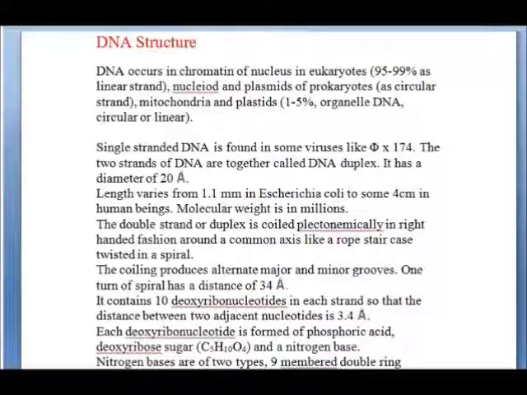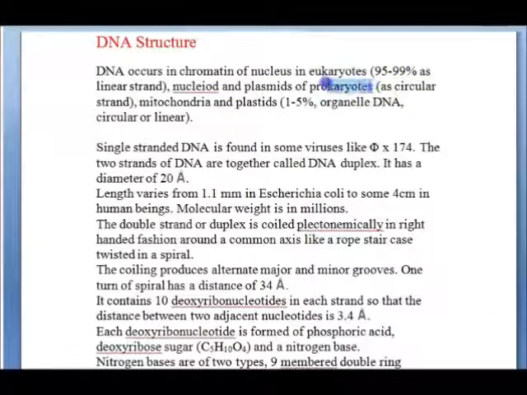In continuation with our previous session, students, we are going to discuss the structure of DNA in this interaction. Now, as you are aware, DNA occurs in chromatin of the nucleus in eukaryotes. 95 to 99% of this DNA is a linear strand, that is straight. Then DNA is also there in the nucleoid and plasmids of prokaryotes.